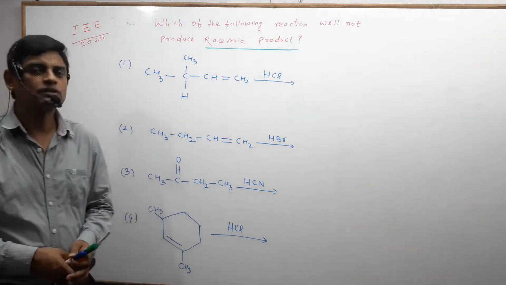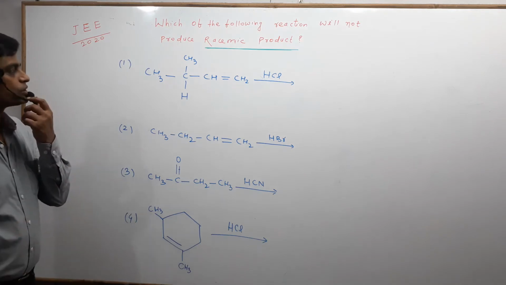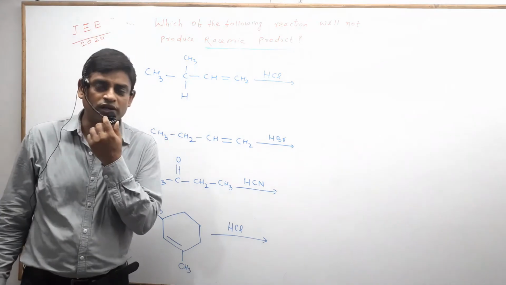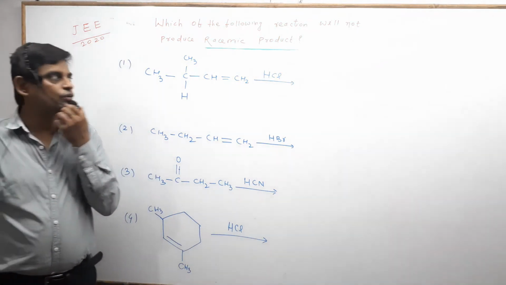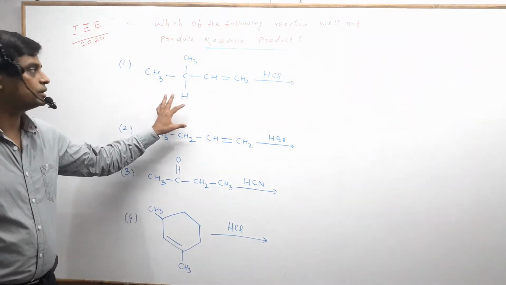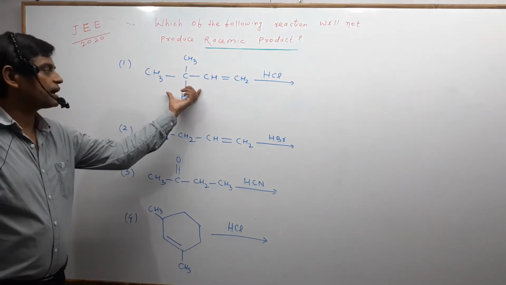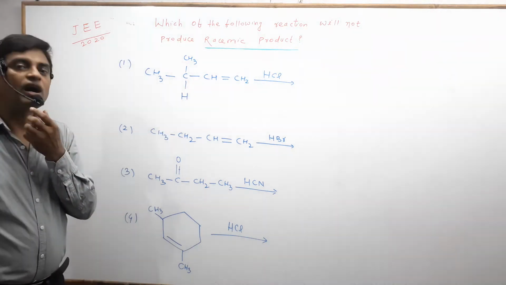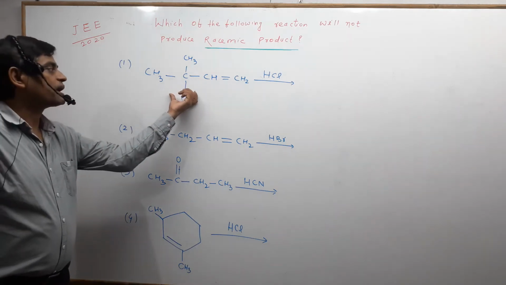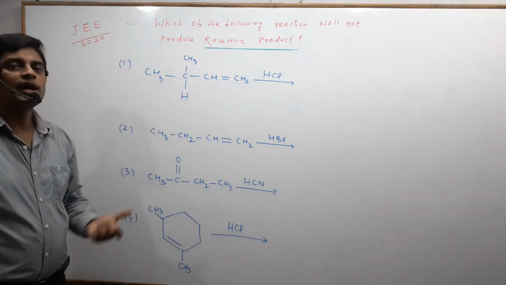So let us discuss this question. In this question, which of the following reactions will not produce a racemic product? First we have to know what a racemic product is. The compound which has a chiral carbon will form a racemic product. That means it will exist in R and S configuration. The chiral carbon has four different groups, so that carbon is called a chiral carbon.